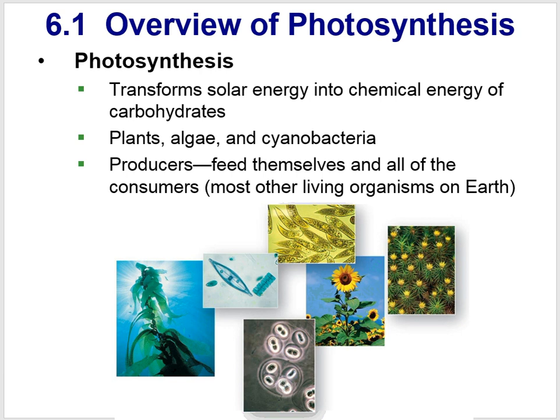A couple important things about photosynthesis. We call creatures that can perform photosynthesis producers. What that refers to is that they are the organisms on the planet Earth that feed everybody else, because they have the unique ability to transform solar energy, which is the root of all the energy in our biosphere, into chemical energy. They primarily do that by making glucose or other carbohydrates.